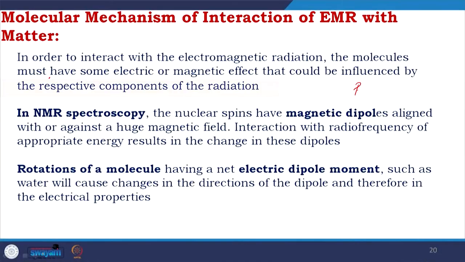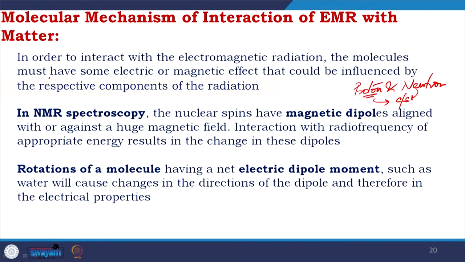The nuclei have protons and neutrons. While the proton has charge and spin, the neutron has only spin, and because of their presence, each of them works as a tiny magnet, and once there is an external field, they would respond to it, giving us characterization of that element.